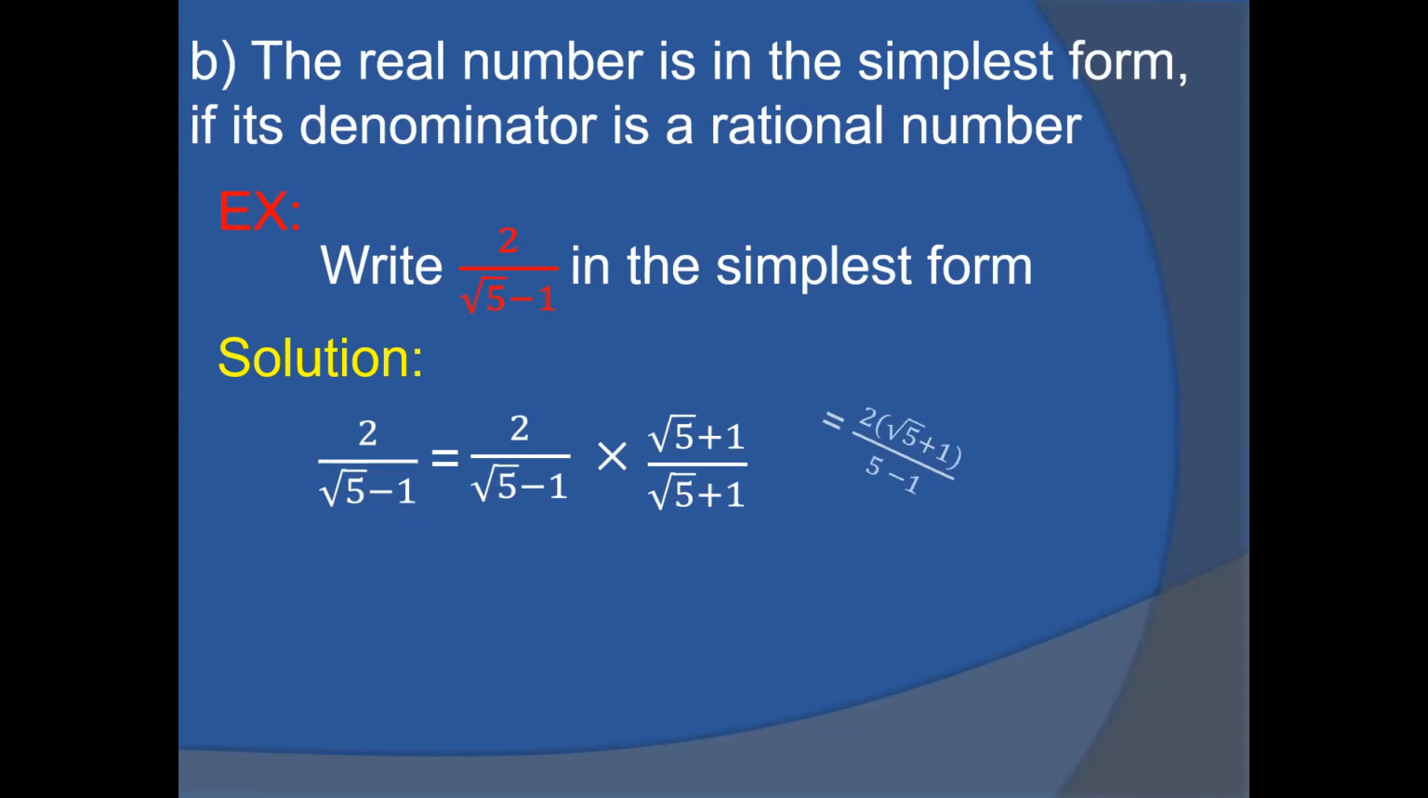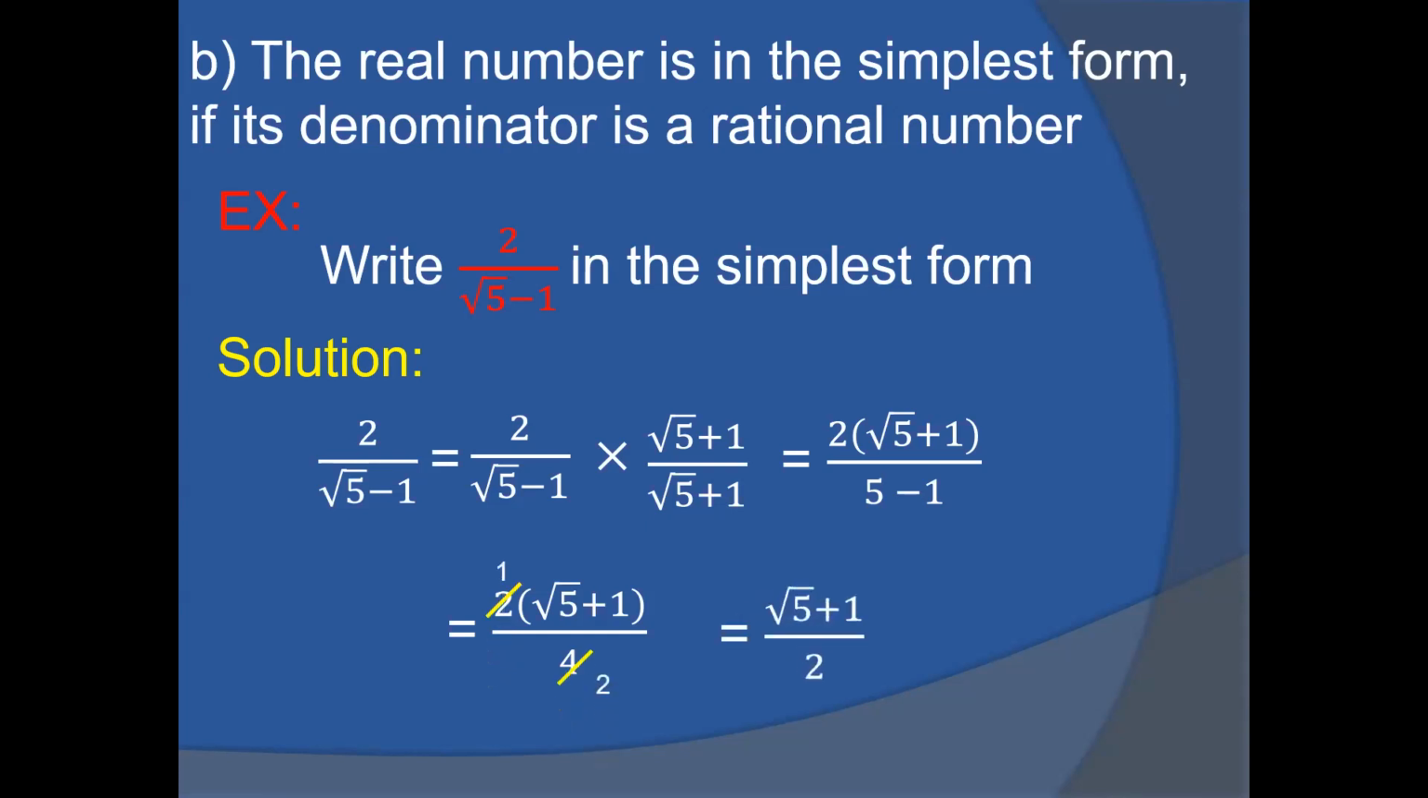So the answer will be 2 multiplied by root 5 plus 1 over 5 minus 1. Here it will be 2 multiplied by root 5 plus 1 over 4. I'll cancel 2, so it will be root 5 plus 1 over 4. Here I made the denominator a rational number, so I can simplify. Next example.